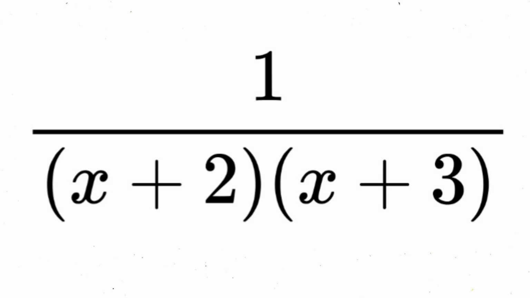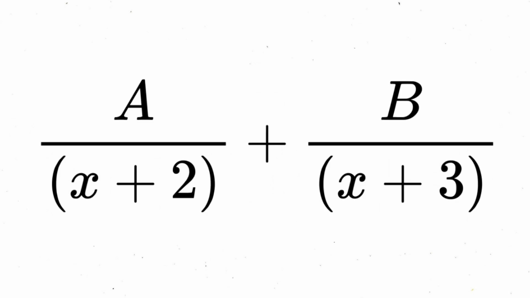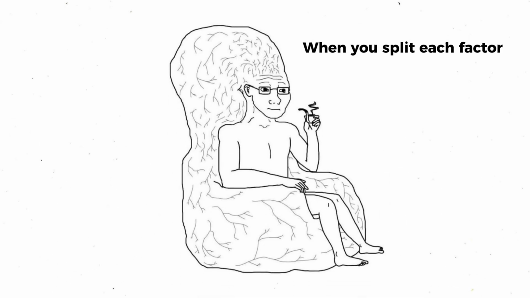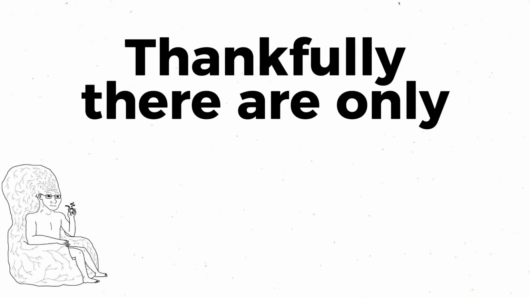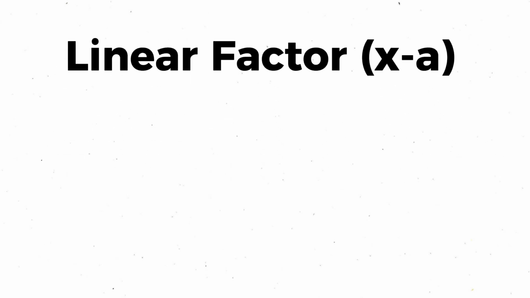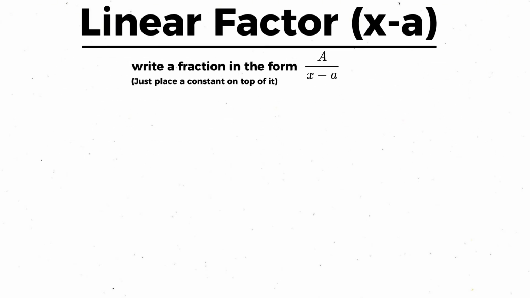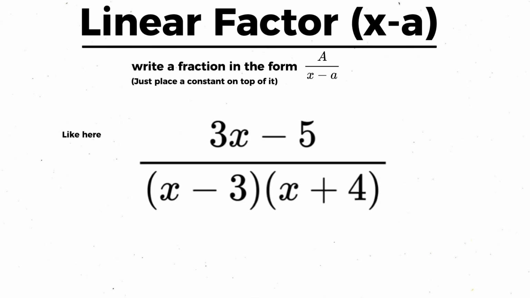Step 2. Now that the denominator is factorized, we can split it up. When you split each factor, you need to put it into the correct form. Thankfully, there are only 2 forms. For each linear factor in the denominator, just place a constant on top of it. Like here. There are 2 linear factors, so you'd split it up by placing a constant on top of each.